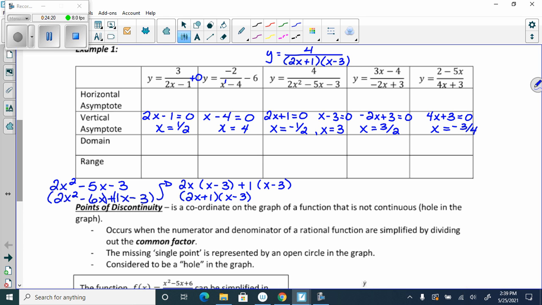So when do we do the canceling thing? In the next part. We haven't done that yet. Is that points of discontinuity? Yep. Okay.